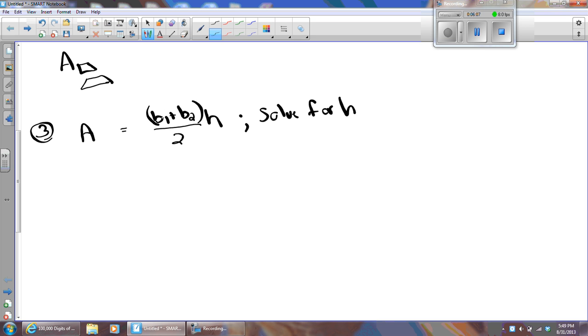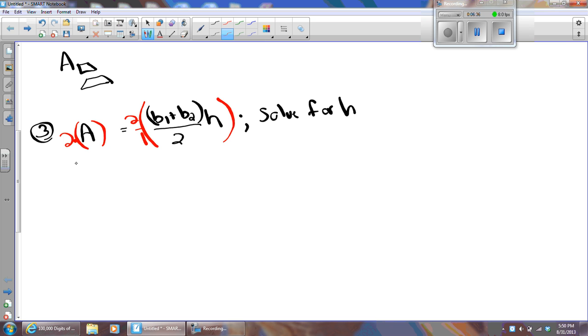And if you take the average of the two bases, add the two bases together, divide by 2, that's the average of the bases. Multiply by the height of the trapezoid, and you will get the area of the trapezoid. Well, we're going to solve for h. Now, I know you know how to get rid of fractions, and so that's going to be the way I solve this one. I'm going to get rid of the fractions by multiplying both sides by 2 over 1, or just plain old 2. And then I'm going to do it a different way because I'm going to show you something really simple.